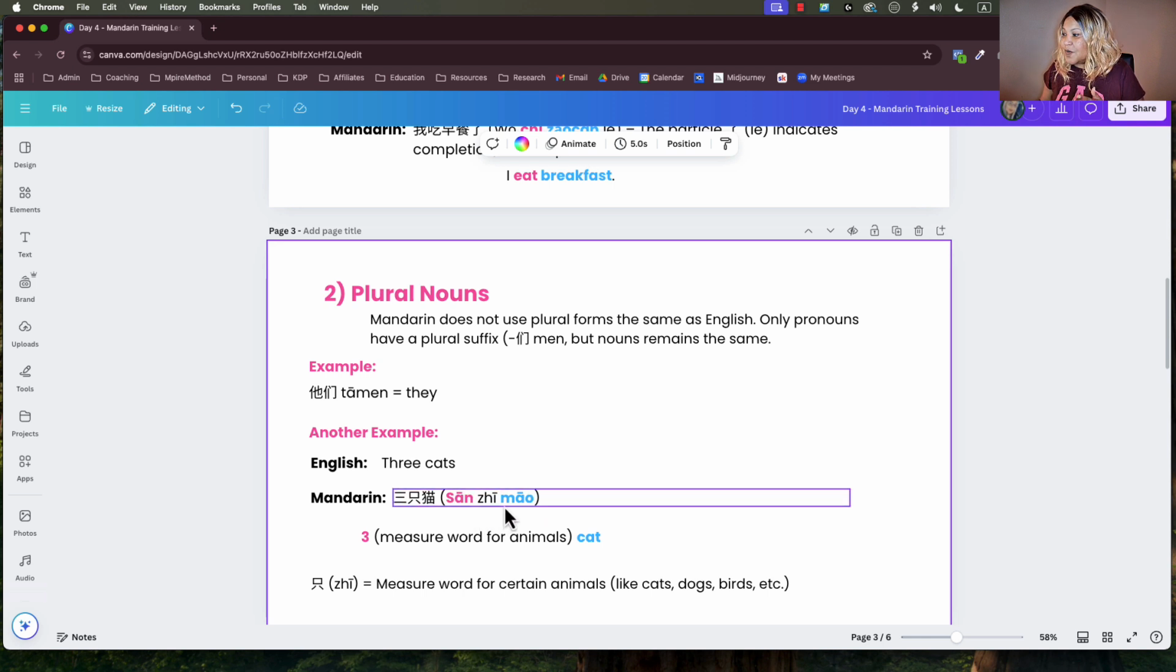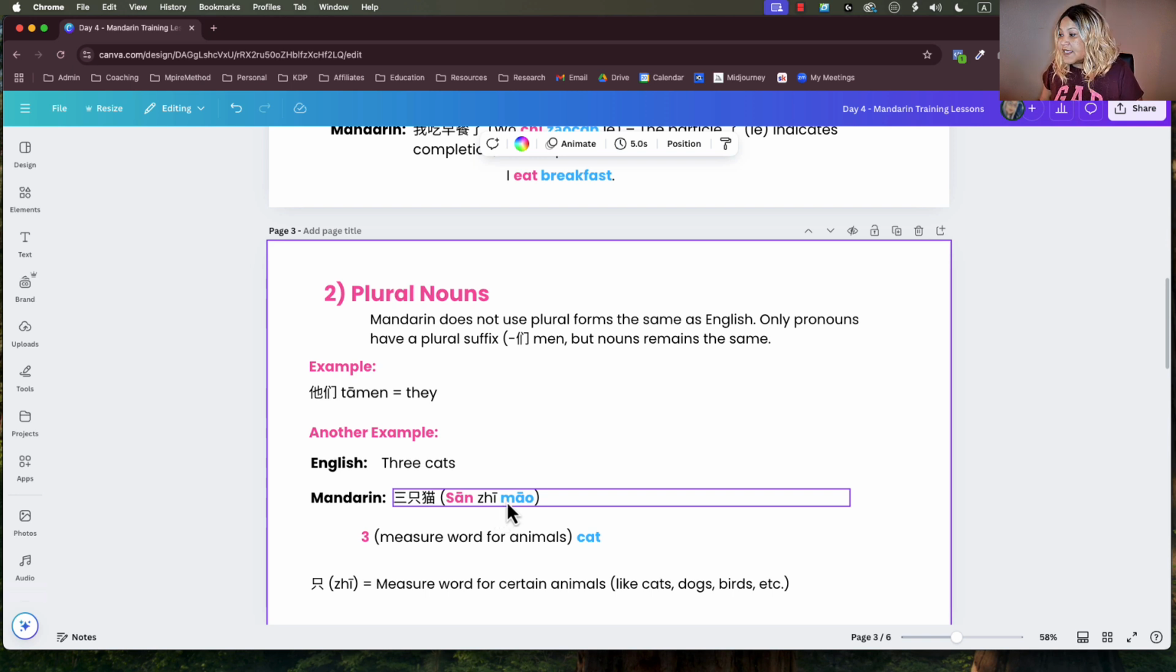San zhi mao. So it's saying 3, and then that zhi, that Z-H-I, is a measure word. And it's used only when you have animals. There's different measure words, and depending upon what you're talking about, that's the measure word that will go before the noun, which is the cat. Okay, in this case. So san zhi mao. If it was a bear, it probably would be san zhi, however you say bear in Mandarin, right? I don't know that word yet.